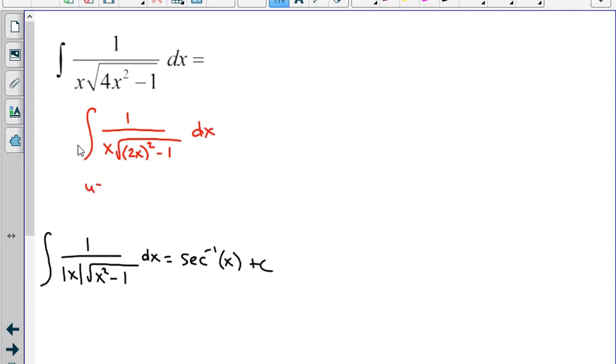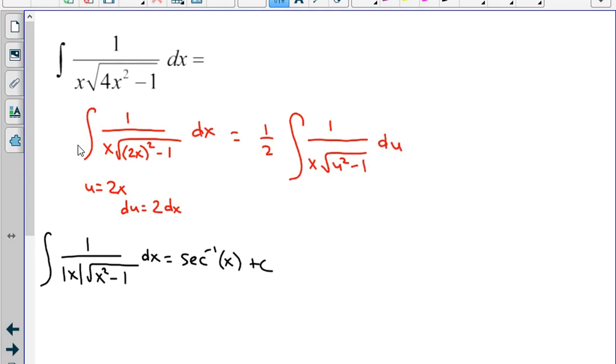So we're going to make a u substitution. U equals 2x, and du equals 2 dx. So that means dx gets replaced with du over 2. So I have 1/2 times the integral of 1 over x times the square root of u squared minus 1 du. Clearly this is not good right now because I have an x and a u in the same problem. So I'm going to replace this x with u over 2 because x is the same thing as u over 2.